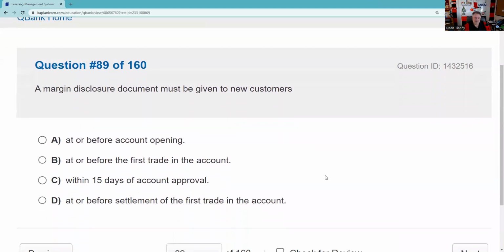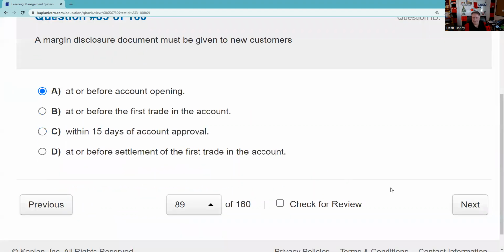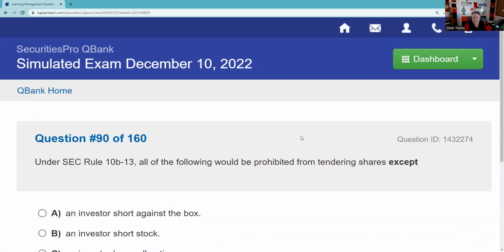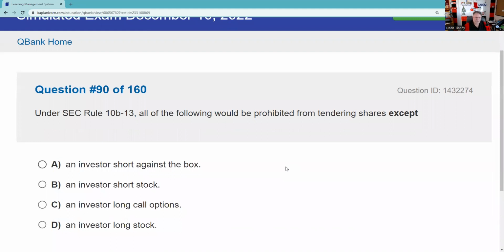A margin disclosure document must be given to new customers at or before the account opening. At or before the account opening. Question 90. Under SEC Rule 10b-13, all the following would be prohibited from tendering shares, except you're not allowed to short into a tender. And so to accept that tender offer, you must be long the stock. And so D. I don't think it'll be as complicated as this, but you should definitely know that you can't short into a tender offer. If you're going to use calls, you have to have already issued an exercise notice.